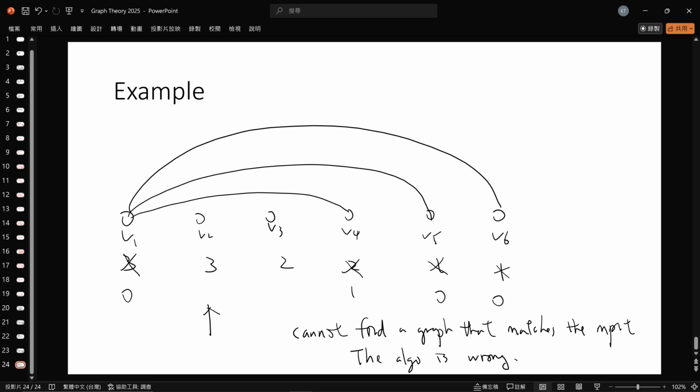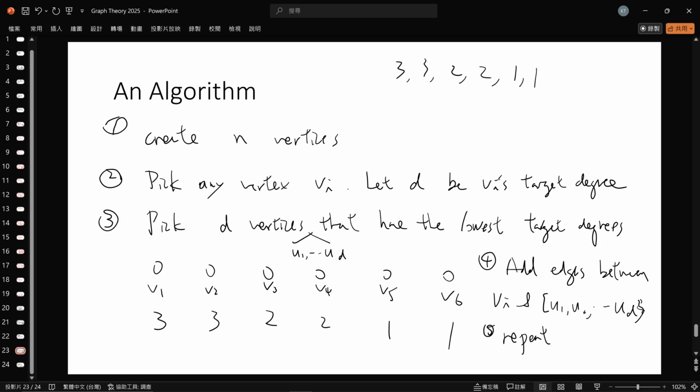Because we know that actually there are some graphs that match the input degree sequence, okay? So what happens here is that we have an algorithm, and we apply the algorithm to some degree sequence, and the algorithm tells us that no, it is impossible. However, it is possible because the degree sequence is graphical, okay?